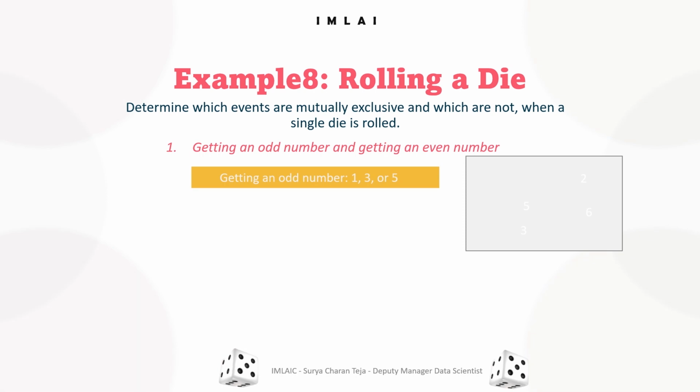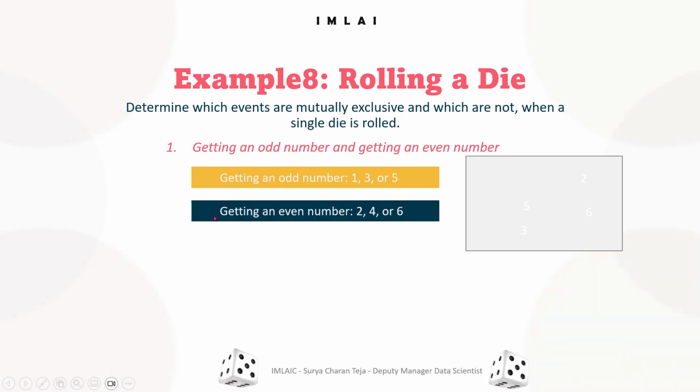So getting an odd number. This is a compound event, and I have designated it with a yellow color. From our sample space we can have 1, 3 or 5. On the other side, getting an even number is again a compound event, denoted with dark blue color, and getting an even number is 2, 4 or 6.